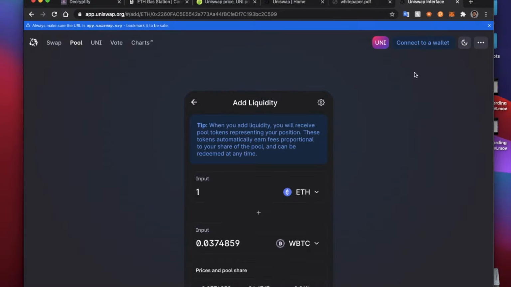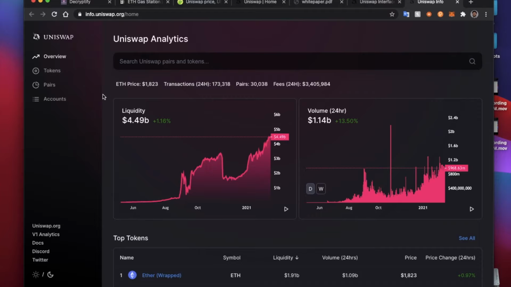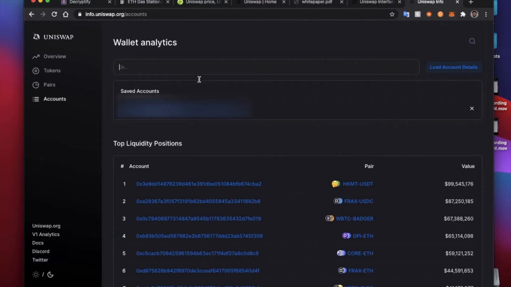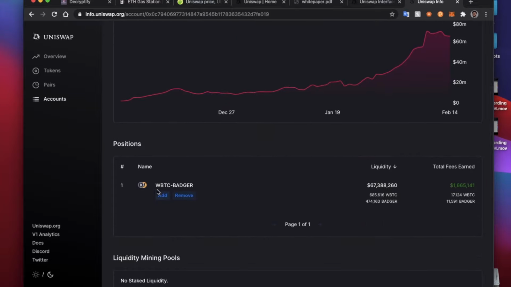Now we can go back to the top of the page. We can click on the three dots and we can go to the analytics. And we can check out accounts, and you can see your accounts here. So if you type in your address here and you load your account details, it will show you your position, how much liquidity you're providing, how much fees you've earned, and when you scroll down, you'll be able to see your exact position with how much of each asset you currently hold, as well as how much of each asset you have earned through your liquidity providing.